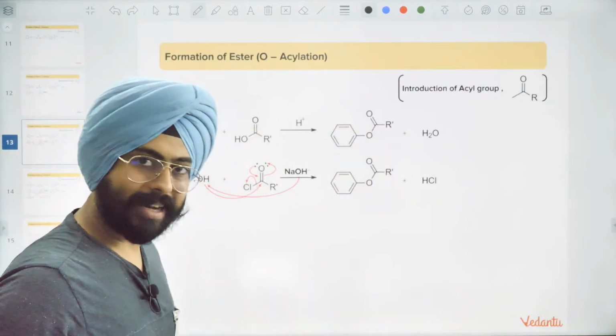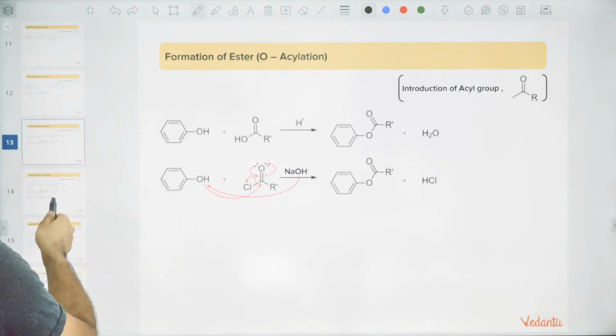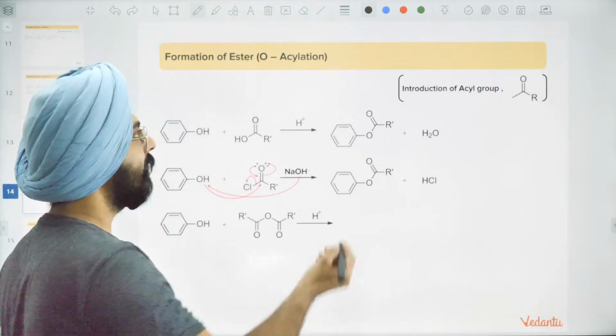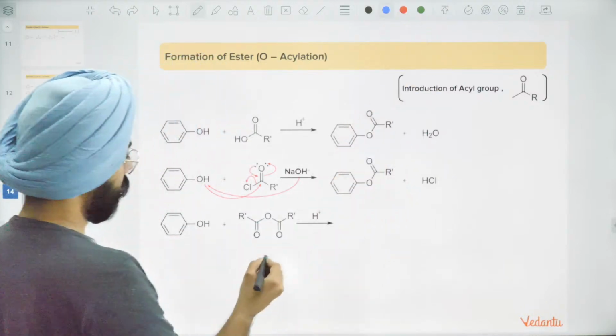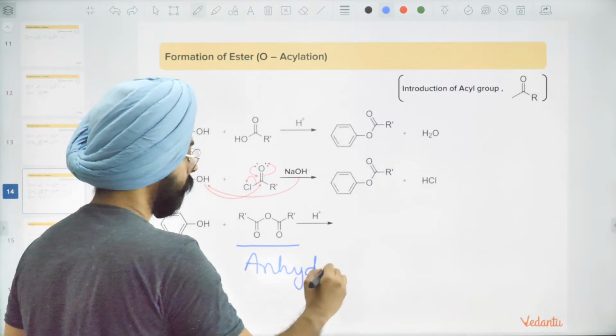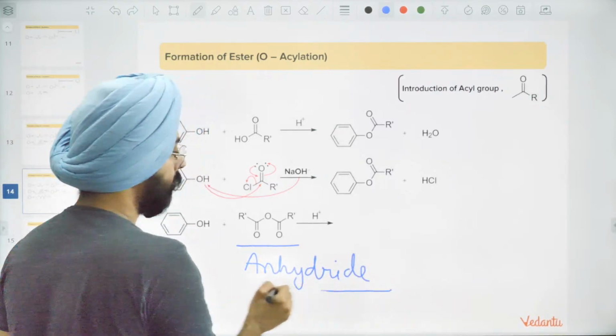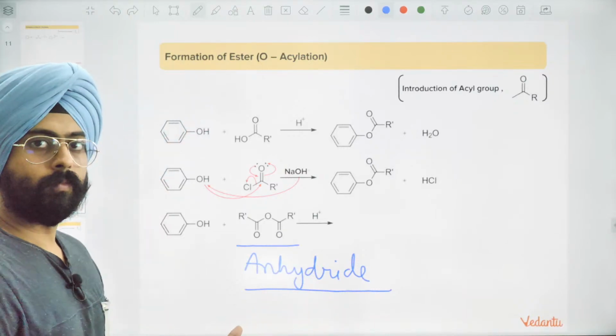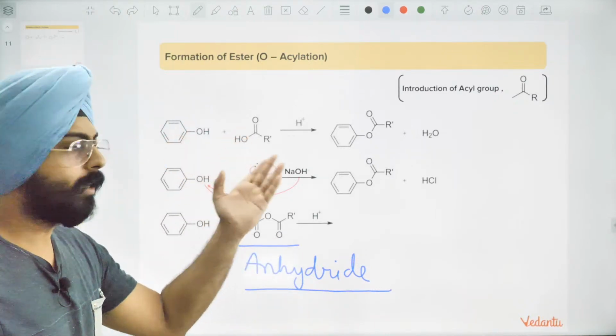Now the third type of acylation that we need to focus on is by reacting it with some other acid derivative. ठीक है? So same thing is happening over here. Over here we are using the anhydride now. ठीक है? Nothing complicated about it. We are using the anhydride. We could have used the acid directly.